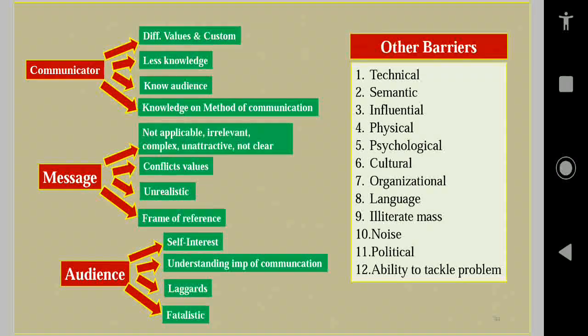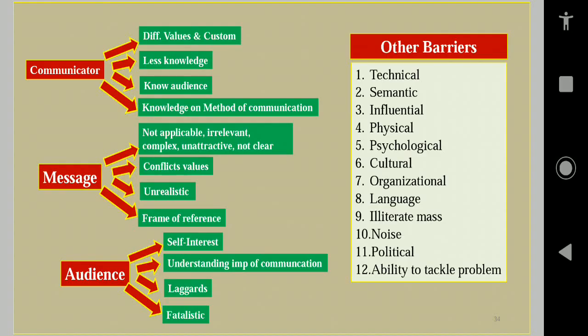Then the last one is using inadequate channels in parallel. If inadequate channels are used in parallel, then also there will be a problem. The more channels a communicator uses at the same time, the more chances there are for the message to get through and be understood clearly.